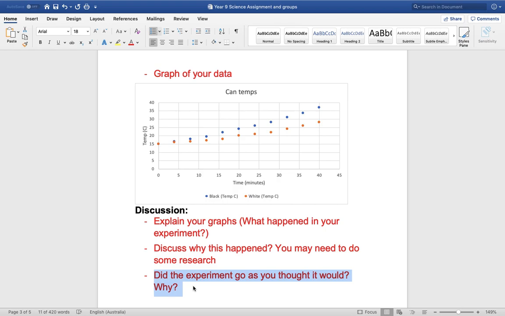And then the last part of your discussion: did the experiment go as you thought it would? This is not where you write, I think the experiment went perfectly. You need to talk about things like maybe your graph might have an outlier. So you might have like a point down here, which doesn't make sense when everything's up here. Okay, or your graph might go in a downwards trend. Shouldn't, but it might. So you need to discuss whether there was anything that actually occurred that may have influenced your results and why.